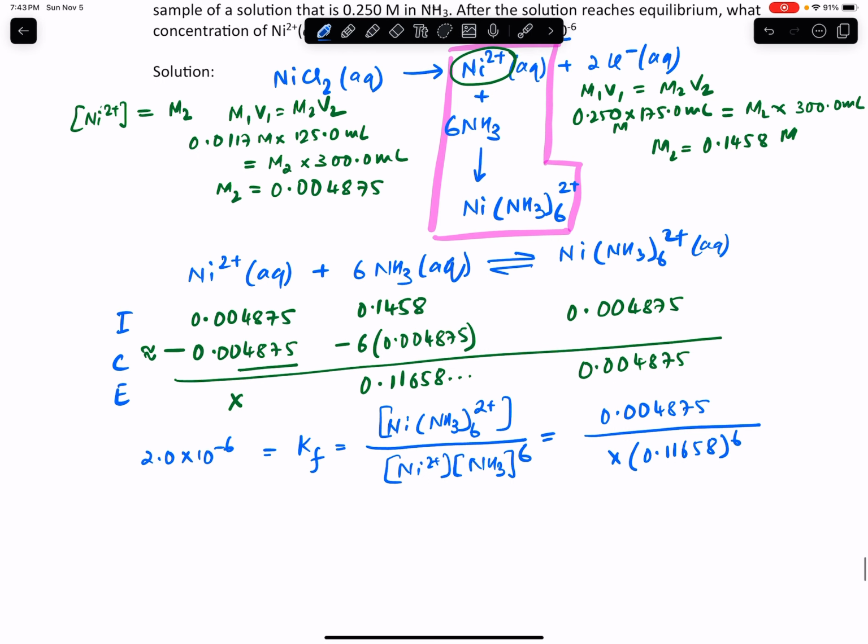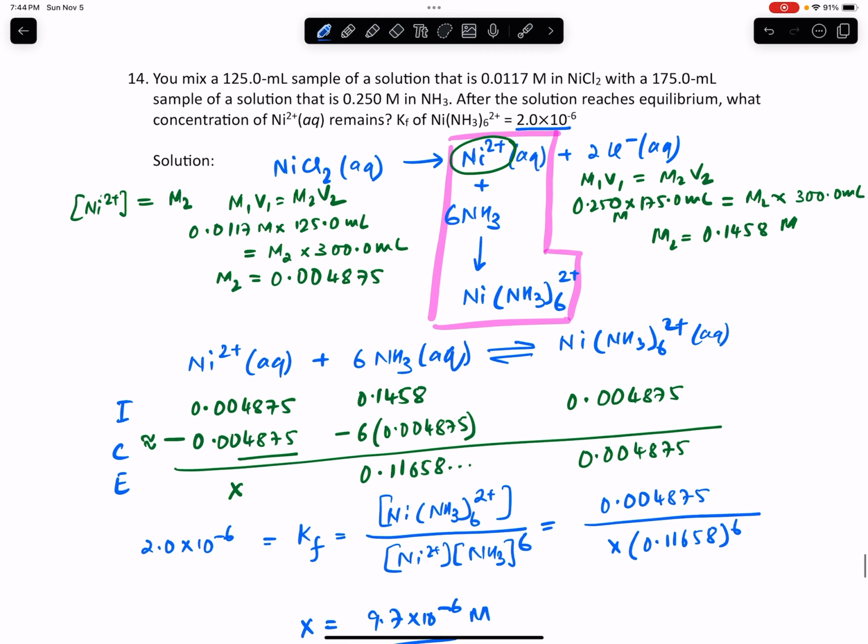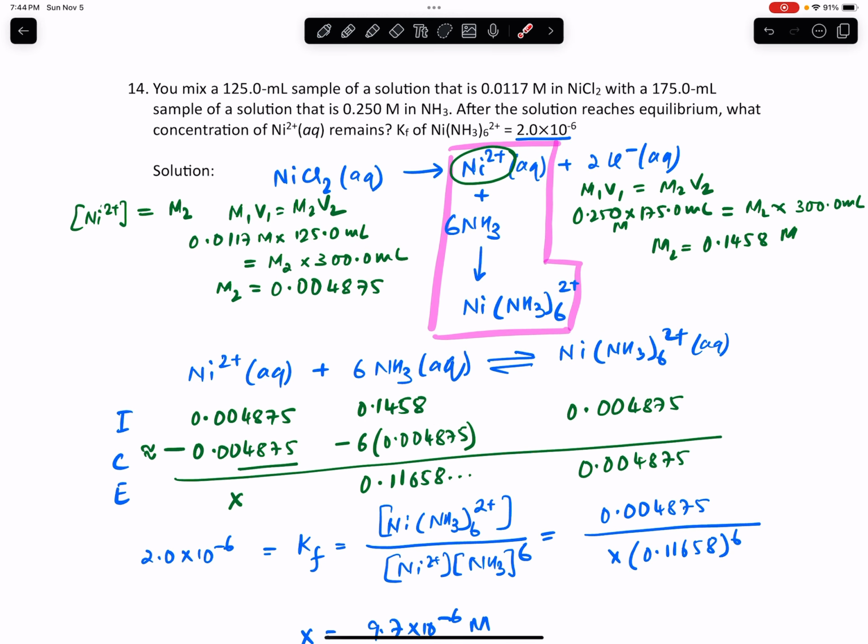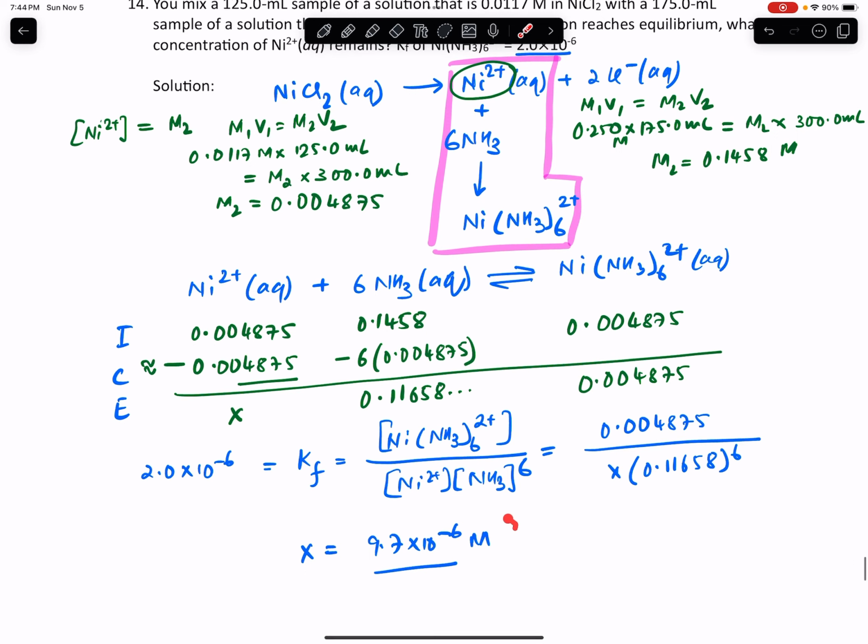Now if we solve for x, we get x is equal to 9.7 times 10 to the negative 6 molar. The question asks us, after mixing these samples and the solution reaches equilibrium, what is the concentration of nickel 2 plus that remains, which is exactly what we are solving for, x. So that is equal to this concentration. I hope that made sense. Thank you for watching.